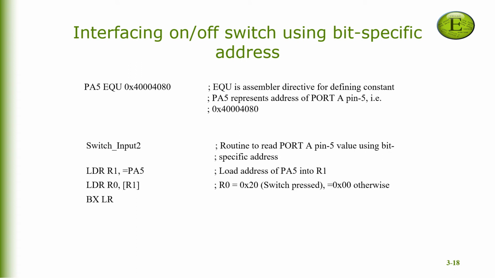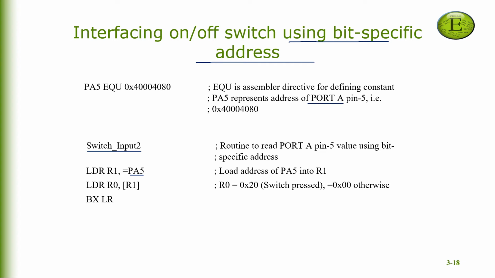This is another routine, switch input 2. We are once again interested in reading the status of the switch that is connected to port A pin number 5. But in this case, we are going to use the bit specific addressing. That is, we are not going to read in the entire data on the port. We are just going to access the data on pin number 5, or we are going to write data on just pin number 5 and leave the remaining bits or the pins on port A unchanged.